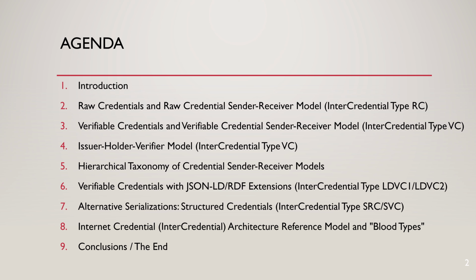And then we're going to look at two more scenarios: verifiable credentials with JSON-LD extensions, and in 7, the idea of alternative serializations. We're going to talk about something called structured credentials. We're not going to go into depth about what a structured credential is, but just understand that it's an alternative serialization. And then from that, we're going to actually deduce the Internet Credential architecture reference model and the concept of blood types. You can see the blood types actually to the right of each one of these agenda items.